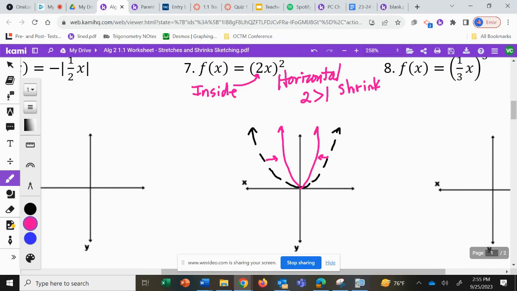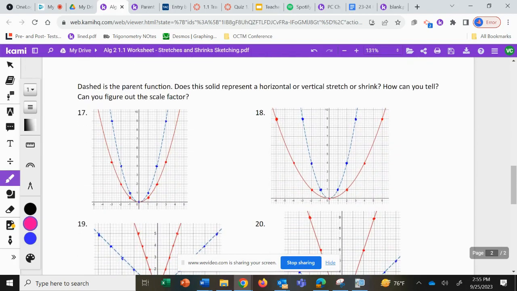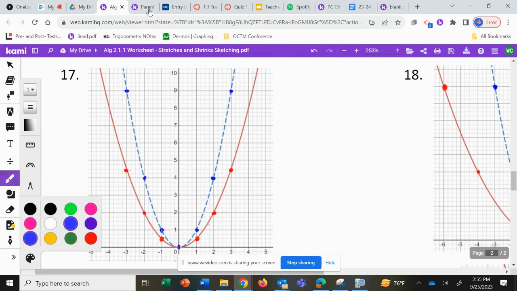Okay. And then on the back, I'll show you how to do this real fast. On the back, all of the dashed ones are the parent function. So the dashed one is my blue one. That's the parent function. The one that is solid is changed somehow. All of these are going to be vertical stretch or shrink or horizontal stretch or shrink. You cannot look at it and know without actually looking at what the ordered pairs are. So you're going to want to write down the ordered pairs first.